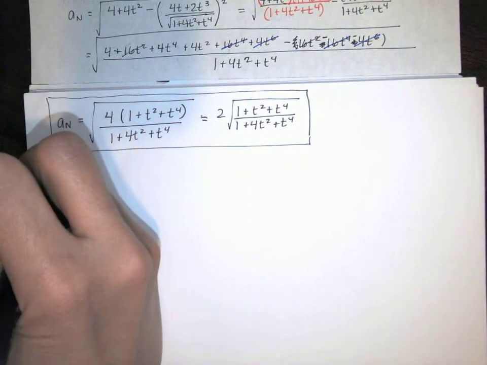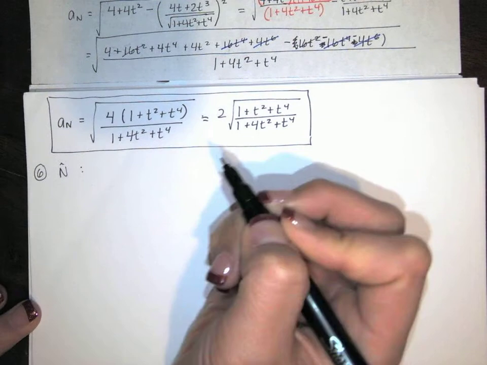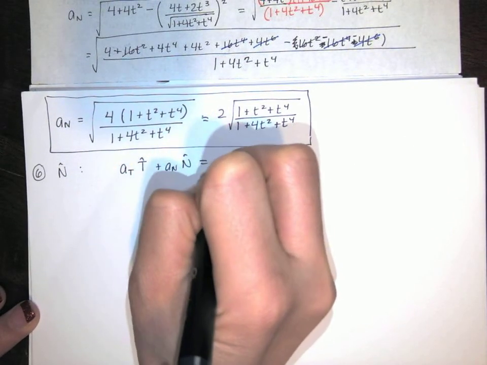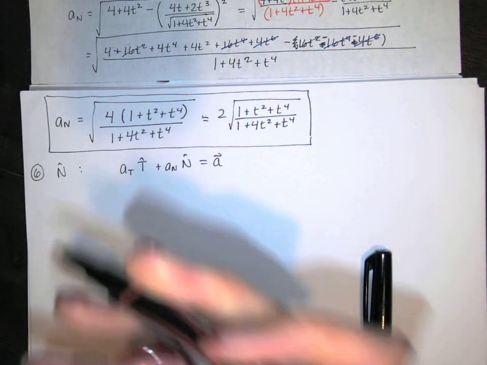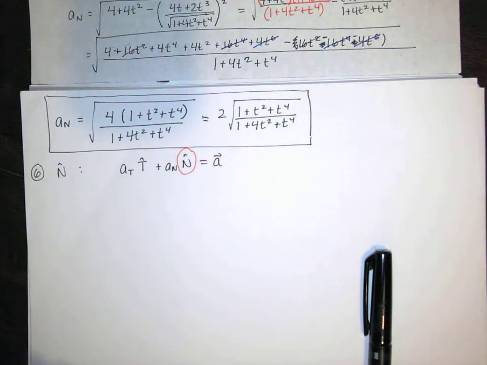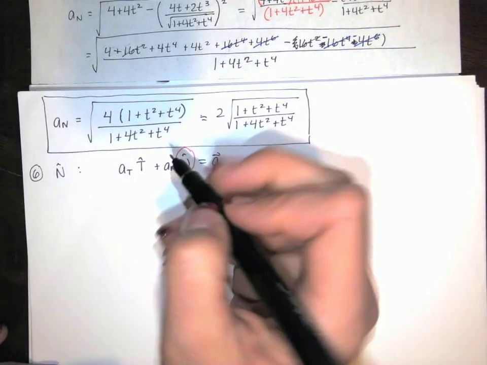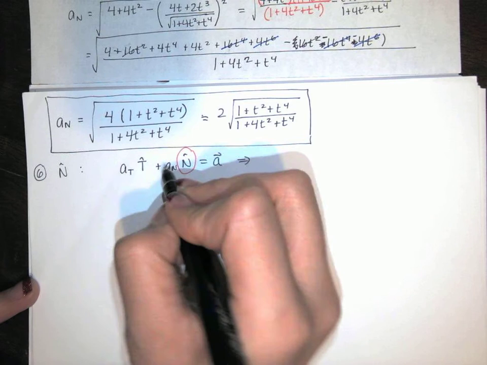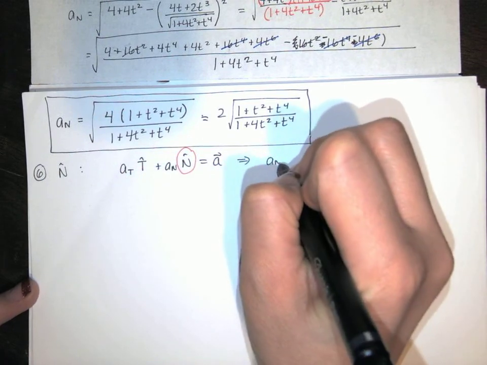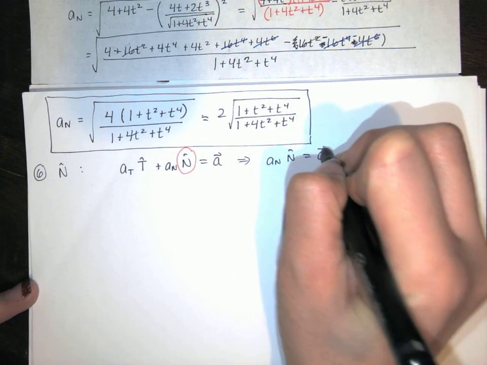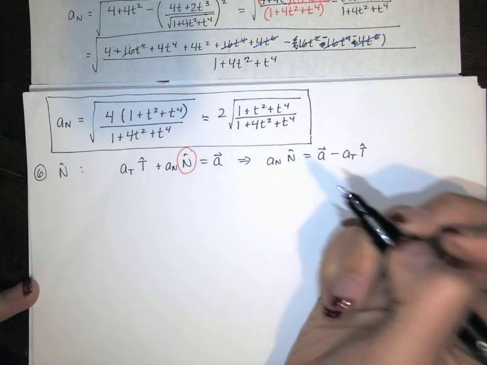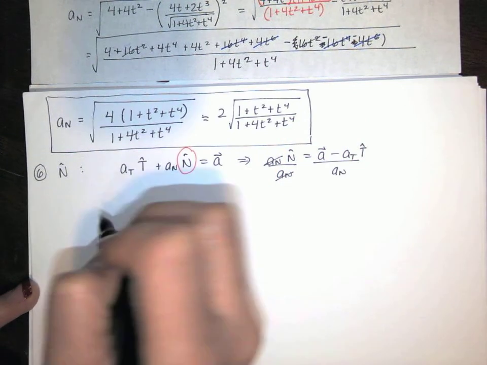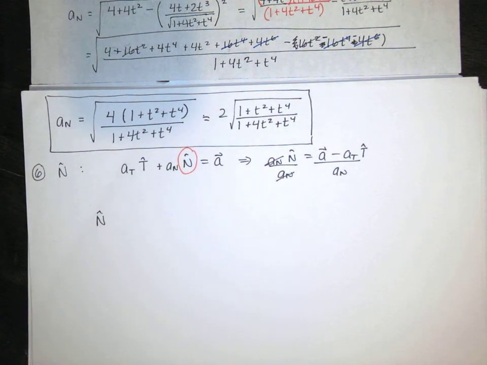Okay, last piece. If I'm trying to find n hat, I'm going to take this equation, a sub t times t hat plus a sub n times n hat equals a, and I'm going to solve for n hat. So I'm going to get this guy by itself. Well, I'm just thinking of this as an algebraic equation. I've got this vector on this side. I want to get rid of this vector, so I'm going to subtract it from both sides. And then if I want to get n hat by itself, I divide by a sub n. All right, so I've got my normal.